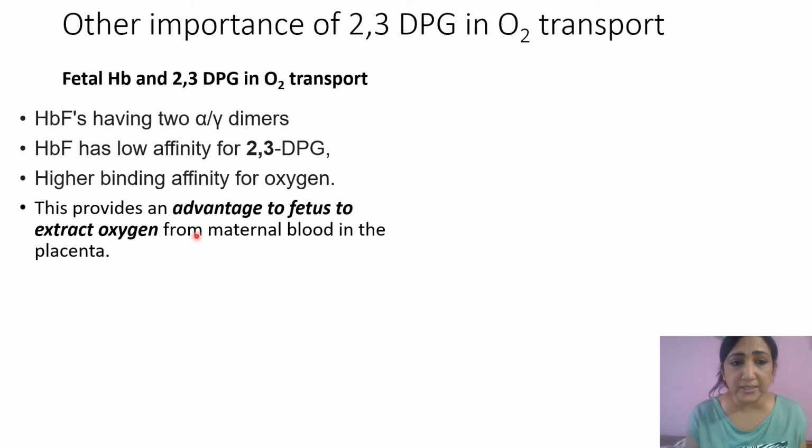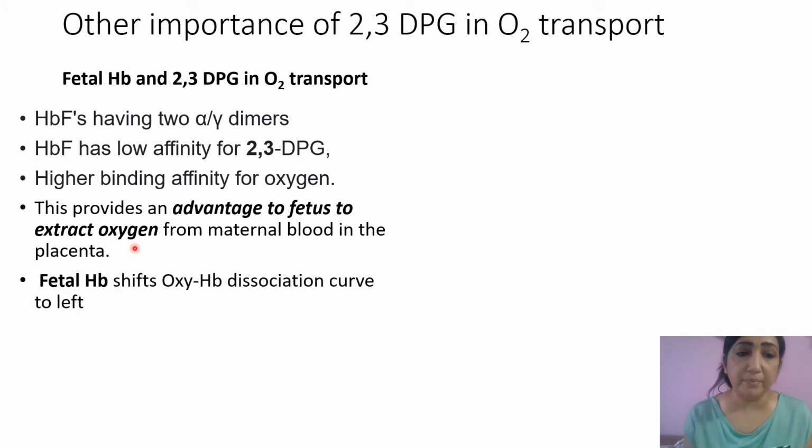The advantage of this is that fetal hemoglobin extracts more oxygen from the maternal blood in the placenta, and the fetal hemoglobin dissociation curve shifts towards the left side. That means unloading is more and the carrying of oxygen with it is maximum.